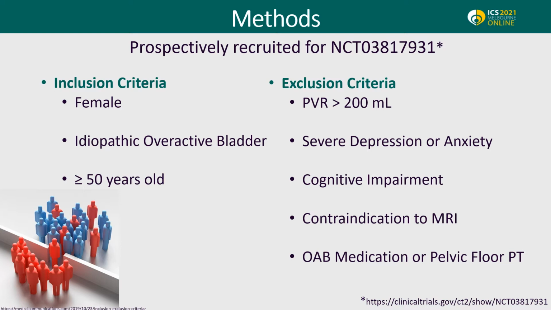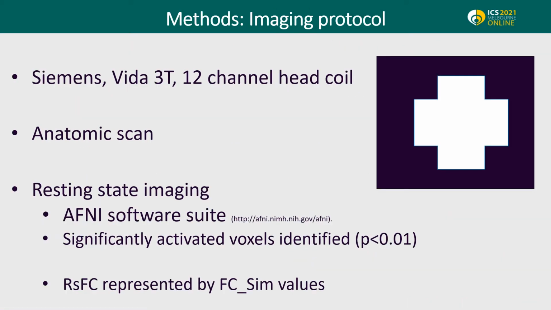Women presenting to urology and urogynecology clinics with idiopathic overactive bladder who were 50 years of age or older were included. They were excluded if they had elevated postvoid residuals, or if on screening questionnaires they showed signs of severe depression or anxiety or cognitive impairment. Those also excluded were women with contraindications to MRI or those who had had OAB medications or pelvic floor physical therapy within the last 6 months.